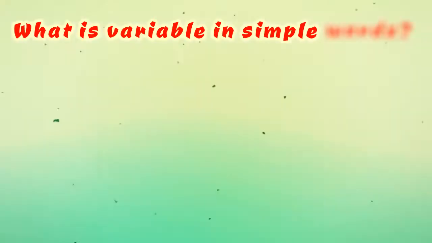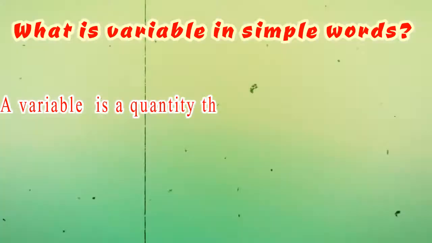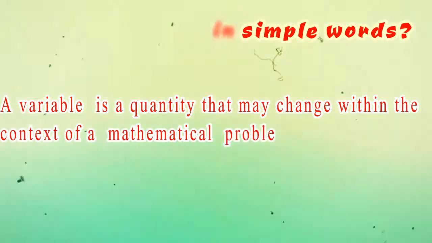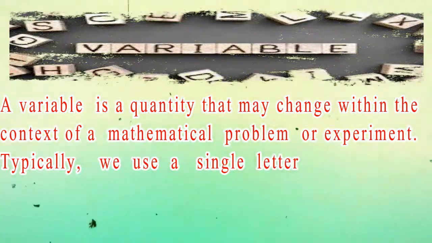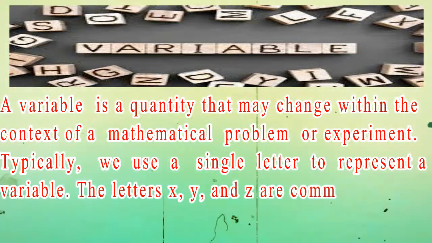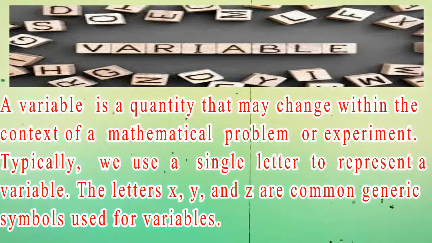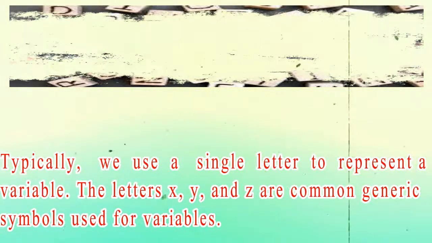What is variable in simple words? A variable is a quantity that may change within the context of a mathematical problem or experiment. Typically, we use a single letter to represent a variable. The letters X, Y, and Z are common generic symbols used for variables.